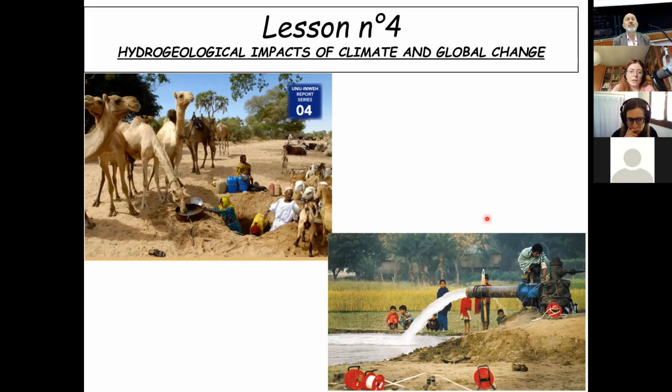In the first half of my lesson, we have considered the processes of hydrogeological risk, and in particular, the processes related to landslides and to groundwater flow. Now, in this second half of my lessons, we will concentrate on the hydrogeological impacts that could derive from climate and also global change. And at the end, we will make some considerations about mitigation and adaptation to these impacts. So let's start with the lesson.